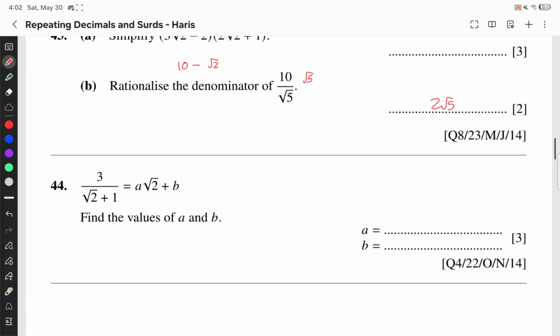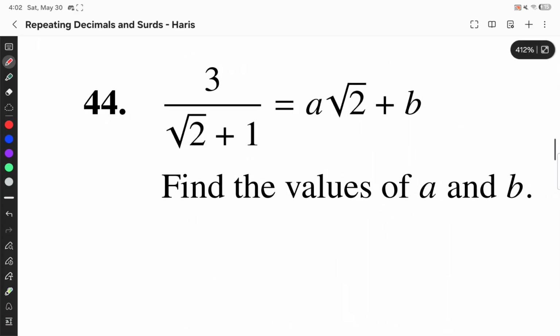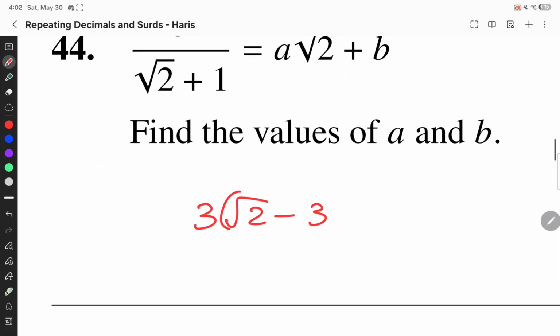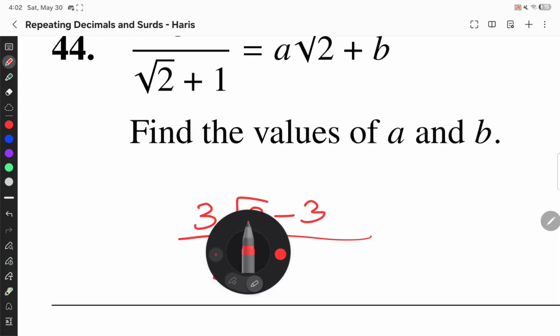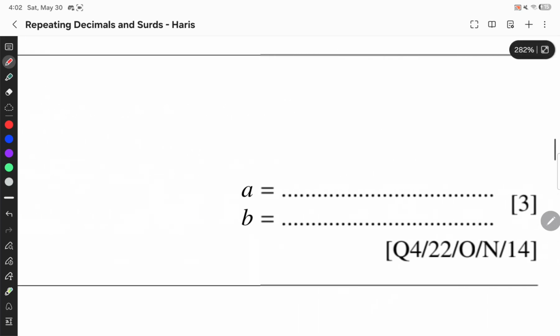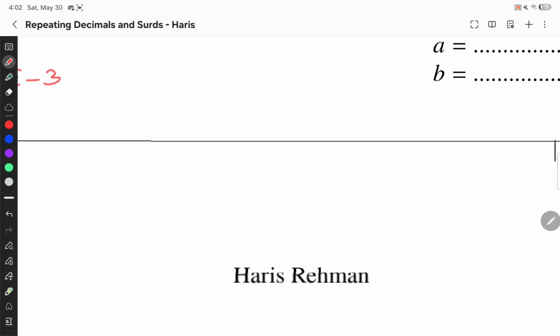Following: 3 over root 2 plus 1 is equal to a root 2 plus b. Find the values of a and b. So this will be 3 root 2 minus 3, I just multiplied this, do not worry, over 2 minus 1, because root 2 squared is 2 and 1 squared is 1 obviously, so this is over 1. So a is 3, b is negative 3.